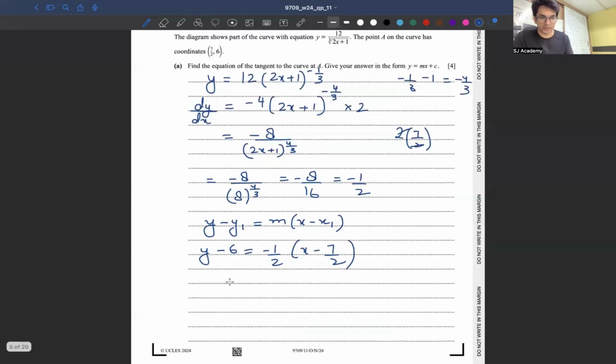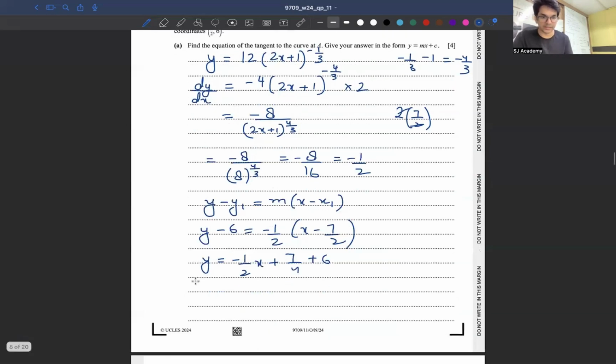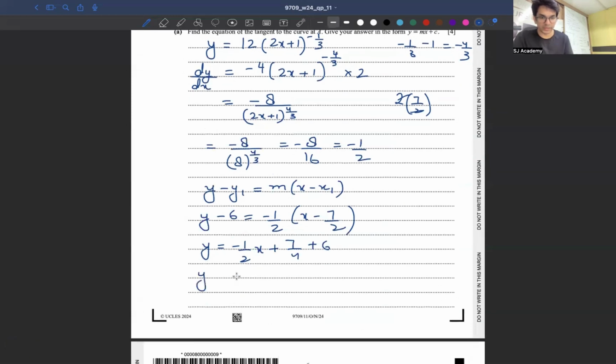Simplifying, we'll get y equals minus half x plus 7 by 4 plus 6. Taking the LCM, we get minus 1 by 2 x plus 6 fours are 24, plus 7, that will become 31 upon 4. So that's the equation of the tangent.